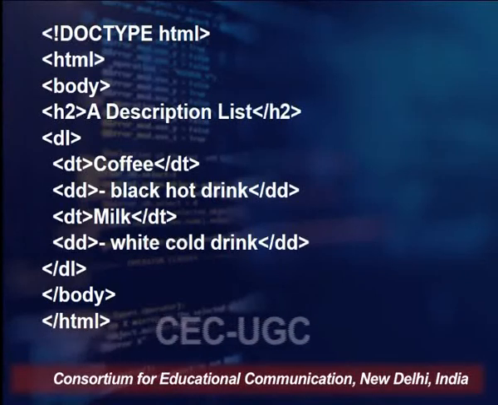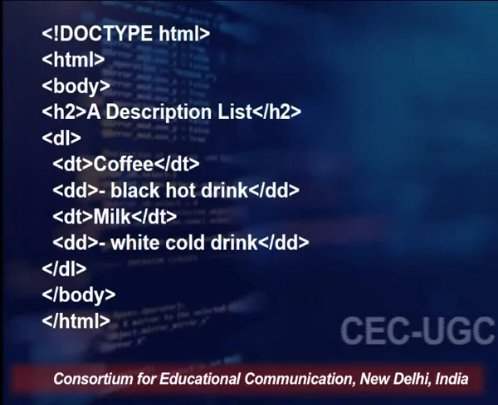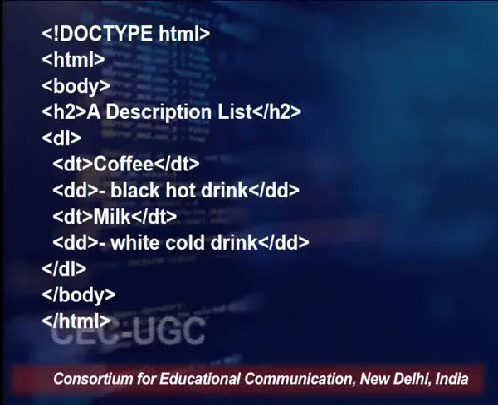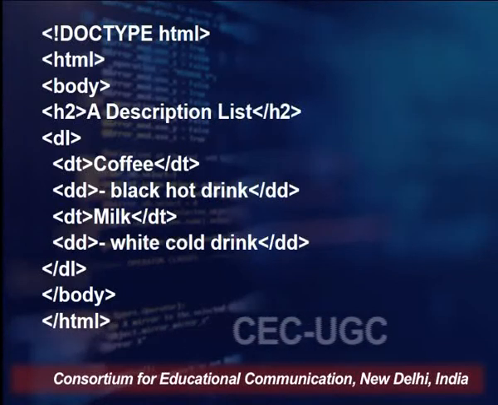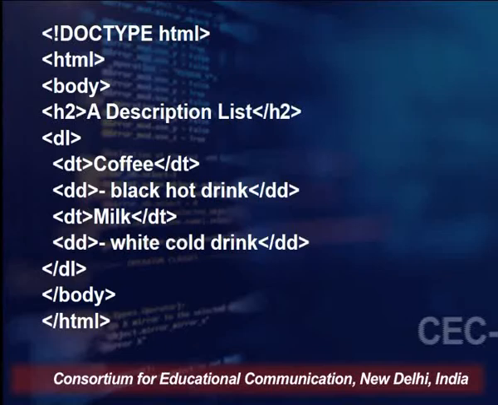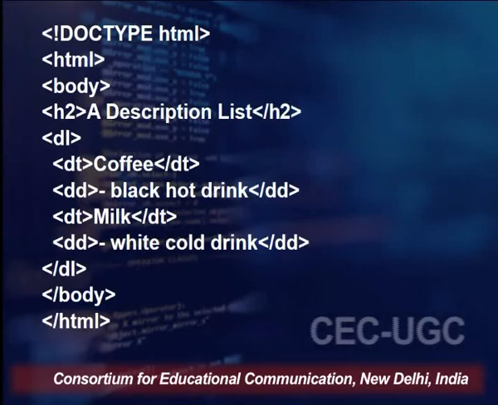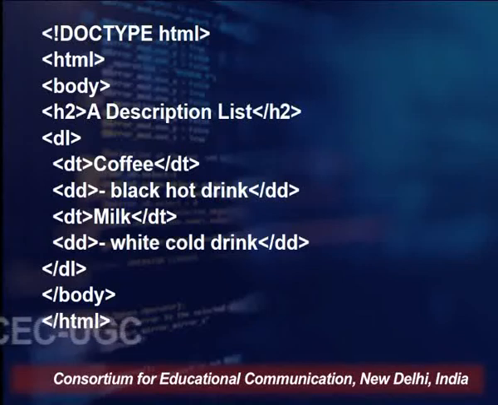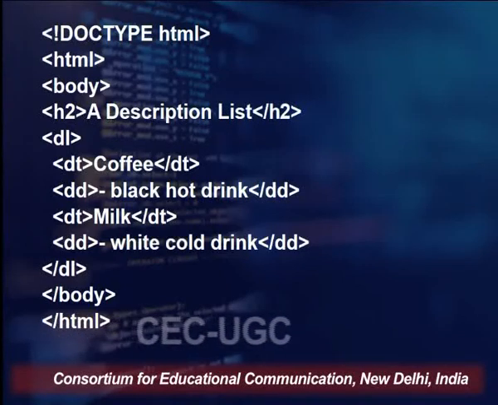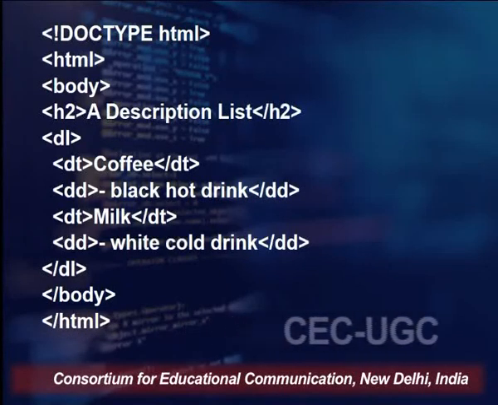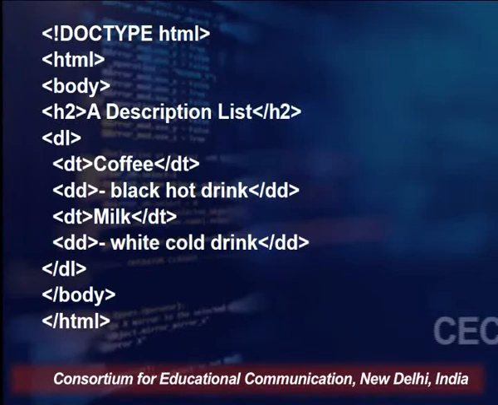Now the second item begins, that is DT milk, and the term is closed here, but we still need to write DD, which is the description data, and we can say a white cold drink. For coffee we have written the relevant material, which is black hot drink, and we have closed the /DD at both places, for the description of coffee as well as for milk, and we have closed the DL tag also.